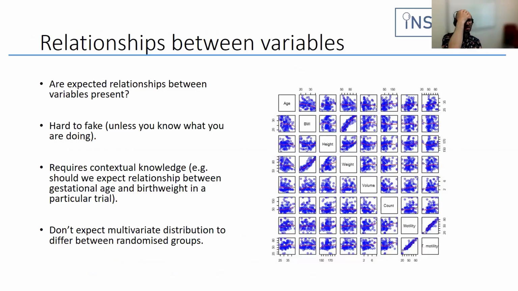And finally, I'll just mention another thing we can look at. We tend to look at the relationships between the variables in the data set. Are they as expected? That's quite hard to fake unless you do know what you're doing, I suppose. But this kind of thing really does require contextual knowledge. It came up in our answer to the question before, but this is an example where you probably do need some contextual knowledge to understand what the relationships should be. And again, we know randomization really helps us here. We don't expect this multivariate distribution to differ between the randomized groups, and that's something else we can consider.